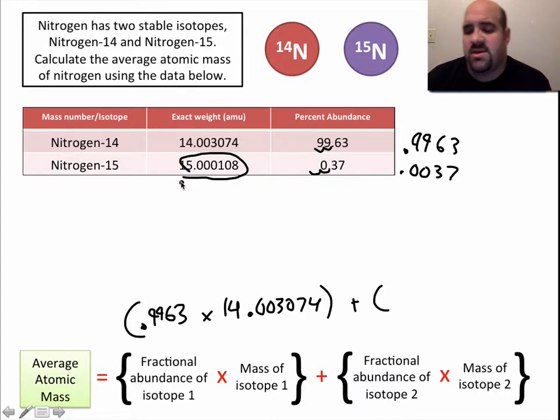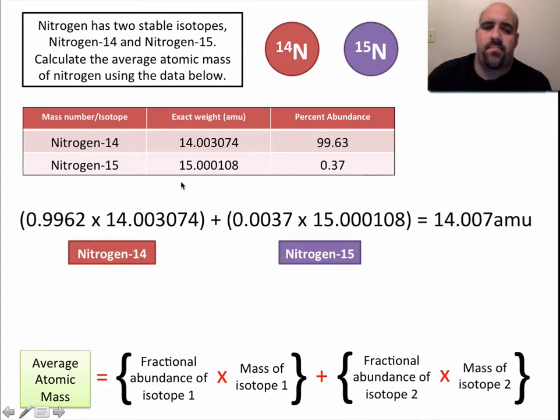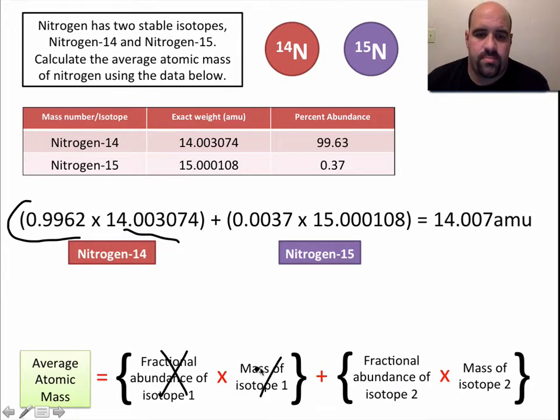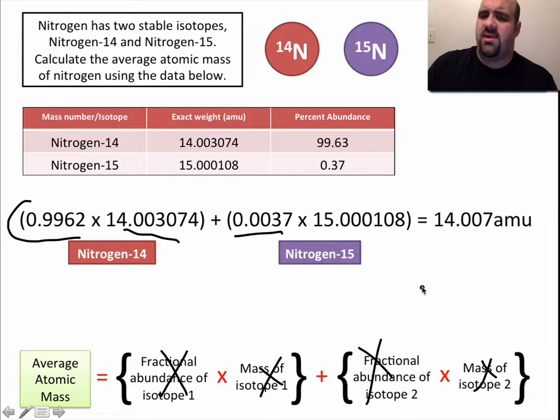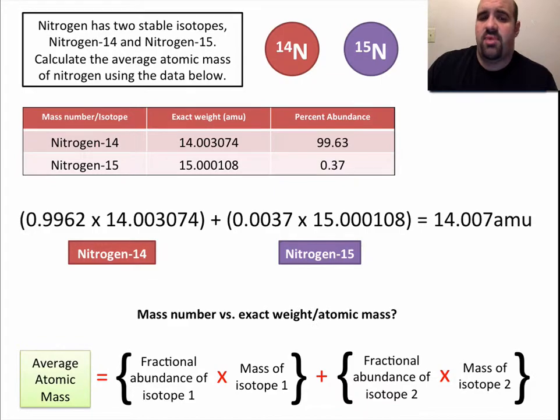I have a cleaner version of this, so we'll show that now. So fractional abundance of isotope 1 right here times the mass of isotope 1 right here, plus fractional abundance of isotope 2 right here, times the exact weight or the atomic mass of isotope 2 right there. And you just add them together, you get 14.007. So not super difficult, just turning a percent into a fraction and multiplying and adding together the products.